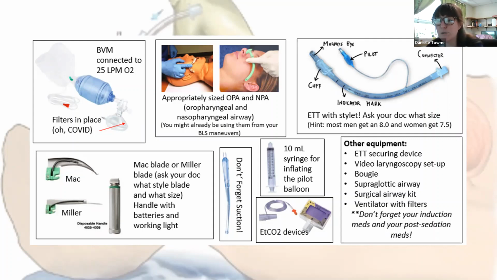You're going to need an ET tube with stylet. You're going to ask your intubator what size they want. And if you want an extra gold star, pull out an extra one, a size smaller, because sometimes you'll get in that airway and you'll realize that what you thought might fit won't fit. And so it's very nice having one size smaller, readily available so that you can make that transition pretty smoothly.